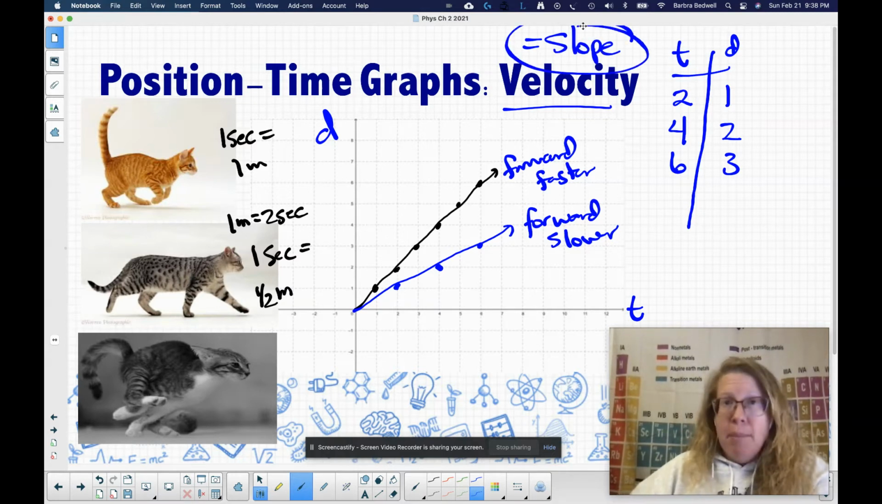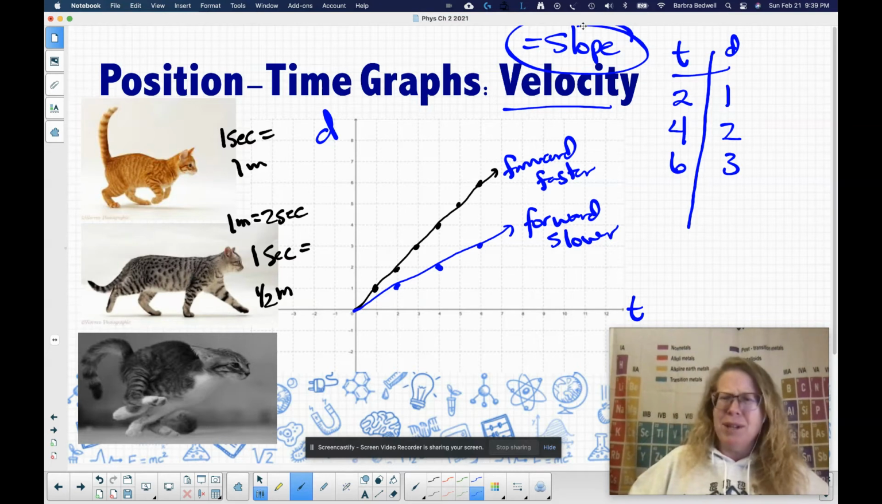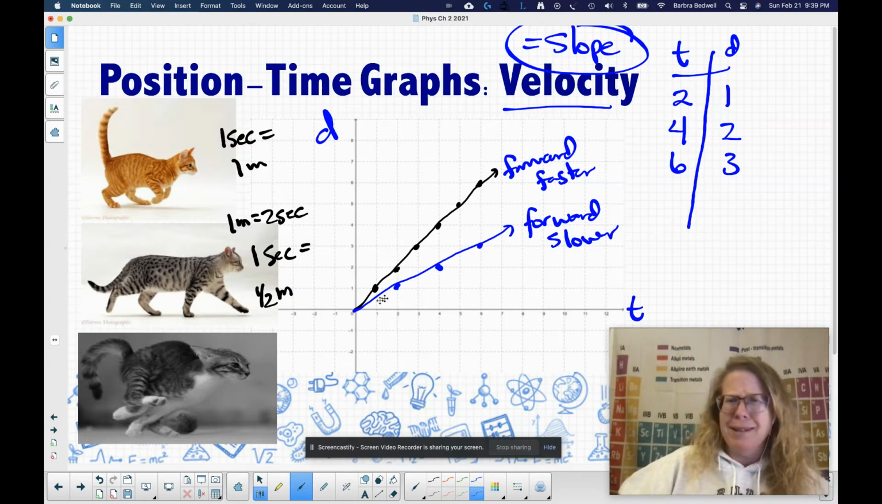This is a really important concept. We use slope a lot in graphs in physics class, not just because we like to make you do y equals mx plus b. In fact, we rarely use that particular equation form in physics. At least our physics. So let's talk about our last cat, this little one down here.